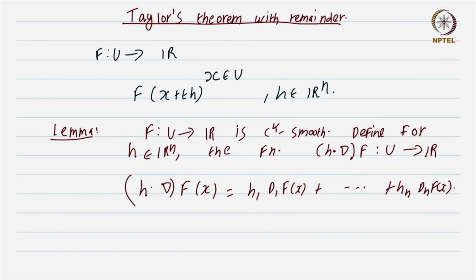If you carefully observe, what we have done is we have treated this dot as the standard dot product, and the expression on the right hand side is exactly what you would get if you blindly just take the dot product between the vector h and the operator nabla treated as a vector. So this is sort of like a formal definition. This has no meaning so far.